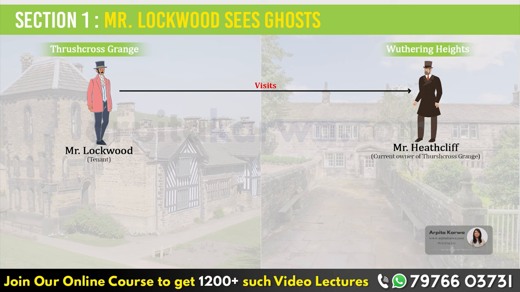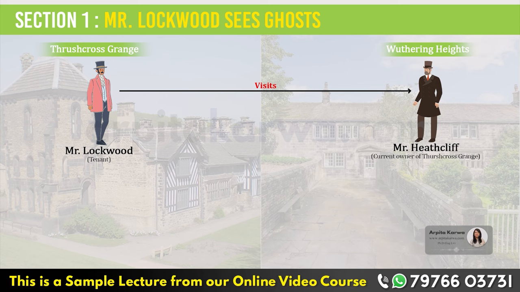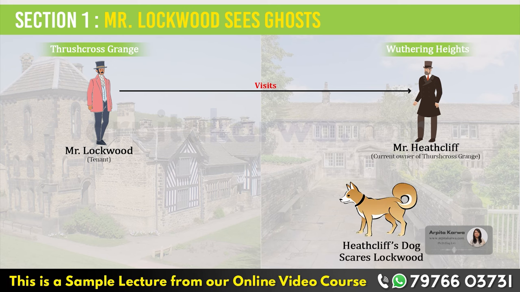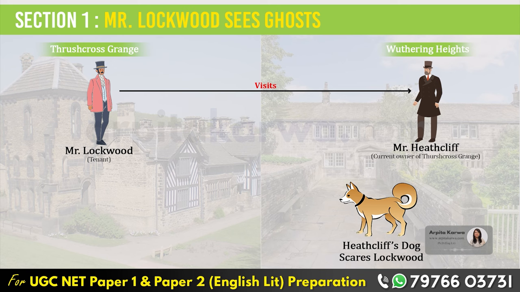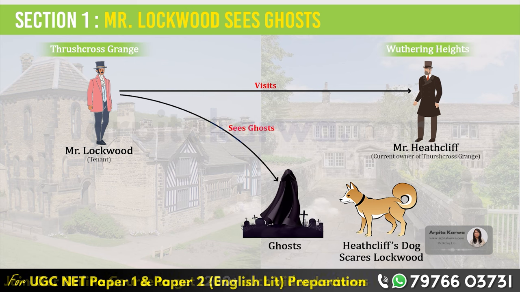The first time he goes to meet his landlord, Mr. Heathcliff gives him a cold shoulder and does not nicely talk to him. And the second time Mr. Lockwood visits his landlord, the landlord's dog tried to attack him. So Mr. Lockwood gets scared, and what does someone do when they are scared? They run away. So he also tries to run from Wuthering Heights, but exactly then he sees some ghostly apparitions in Wuthering Heights.